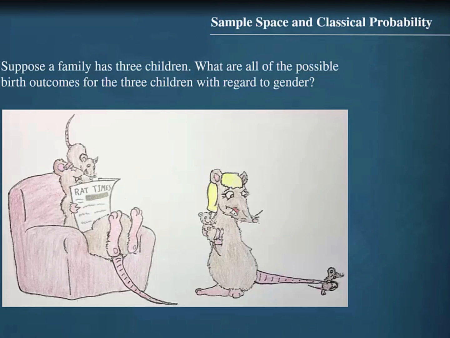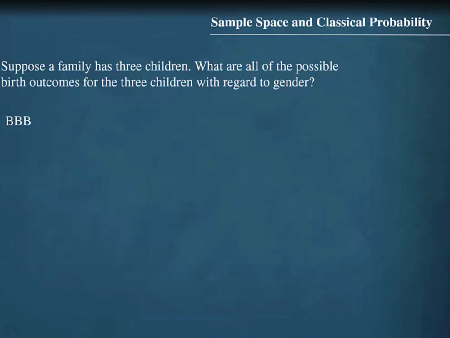Suppose a family has 3 children. What are the possible birth outcomes for the 3 children with regard to gender? There could be 3 boys. There could be 2 boys and a girl, where the girl is the youngest, the middle child, or the oldest. There could be 1 boy and 2 girls, where the boy is the oldest, the middle child, or the youngest. The only other possibility would be that all 3 children are girls.